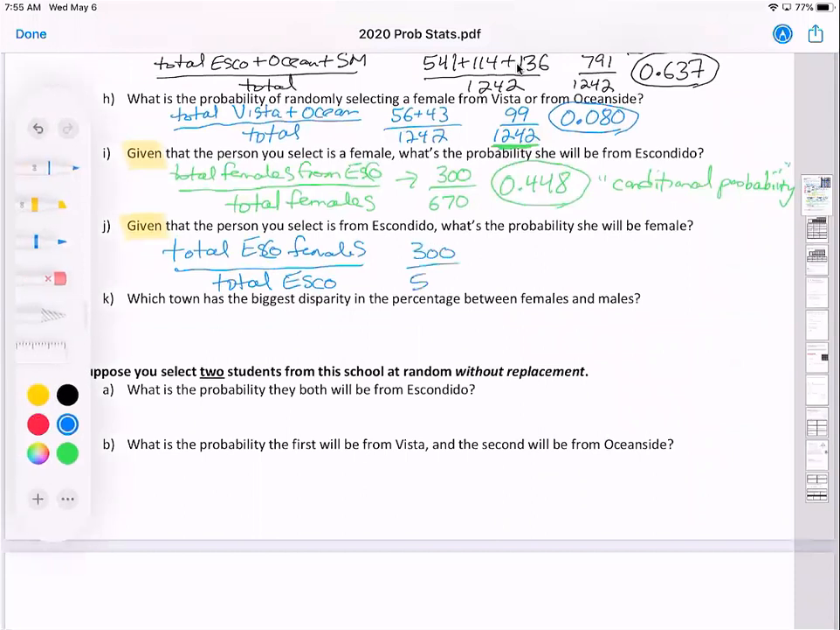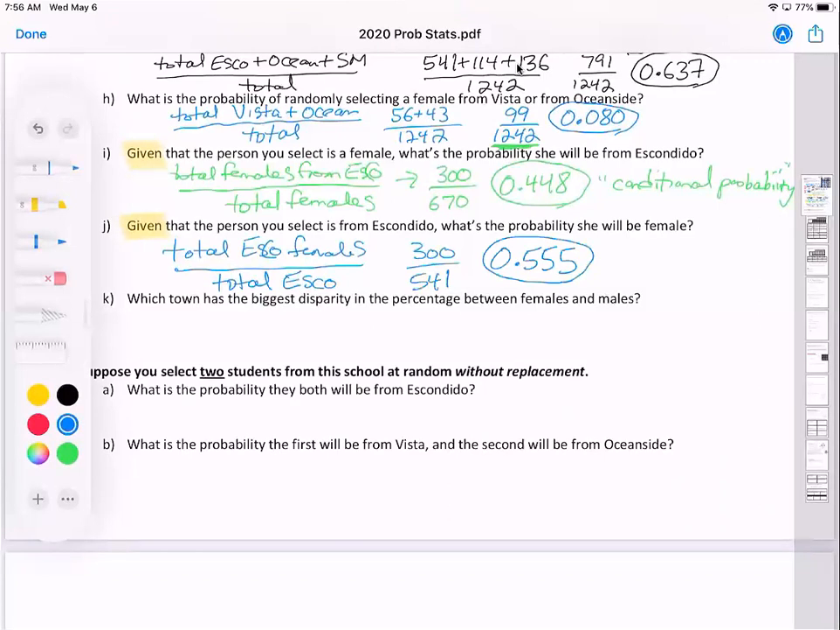Total residents from Escondido is 541. 300 divided by 541, and we get 0.5545. The 4 is going to round up to a 5. So we get this probability, 0.555.